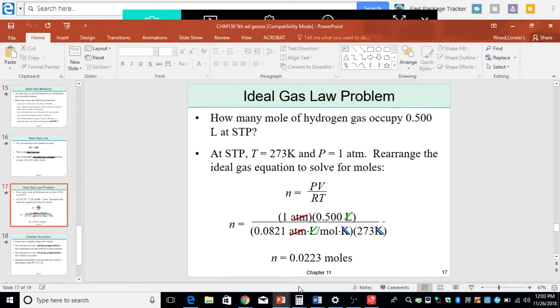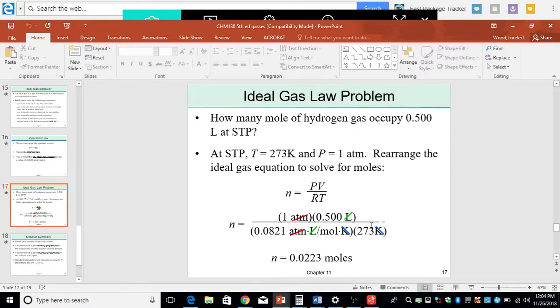All right, here's a good one. How many moles of hydrogen gas occupy 0.500 liters at STP? This is a different kind of problem. This is an ideal gas law problem.